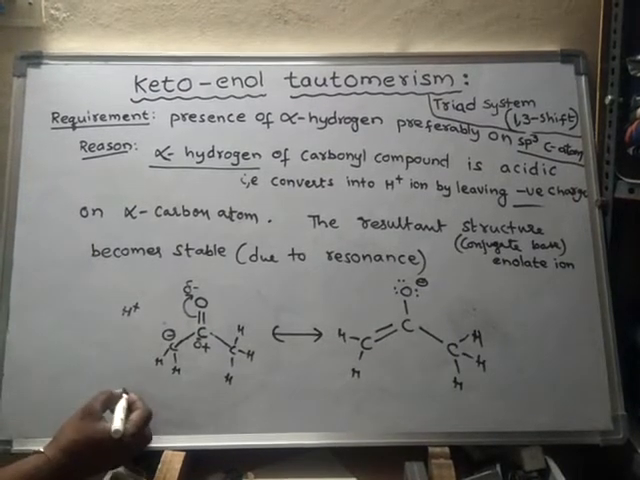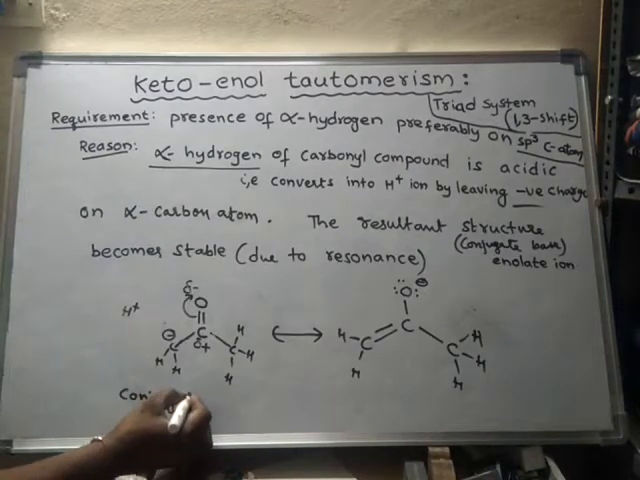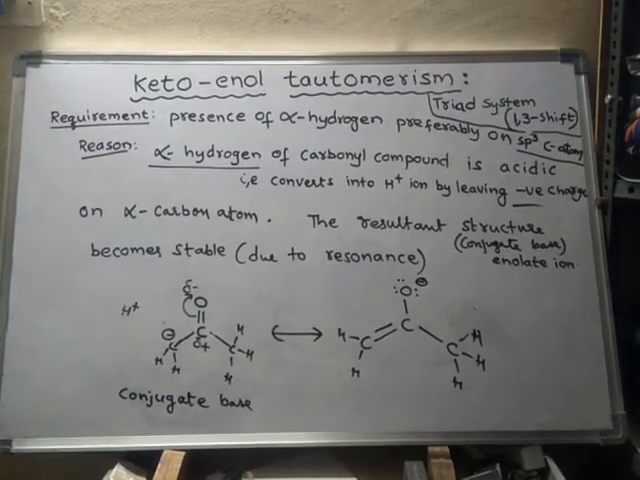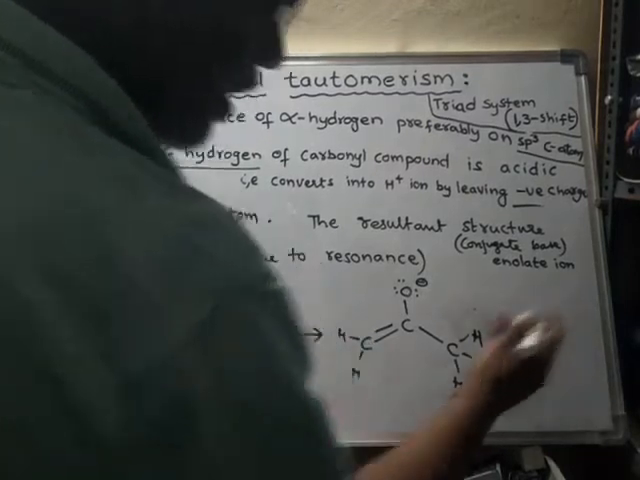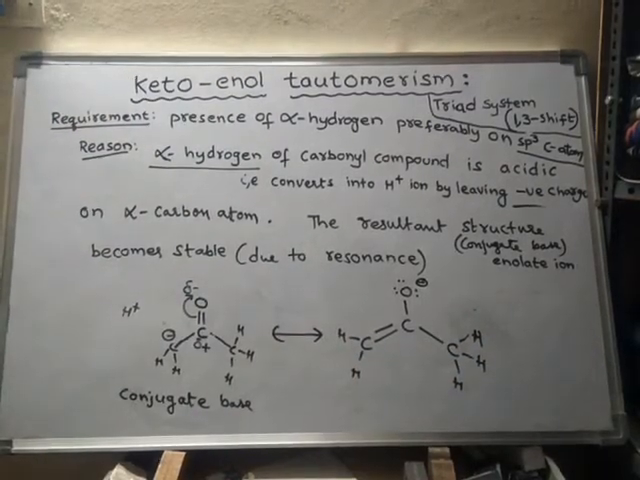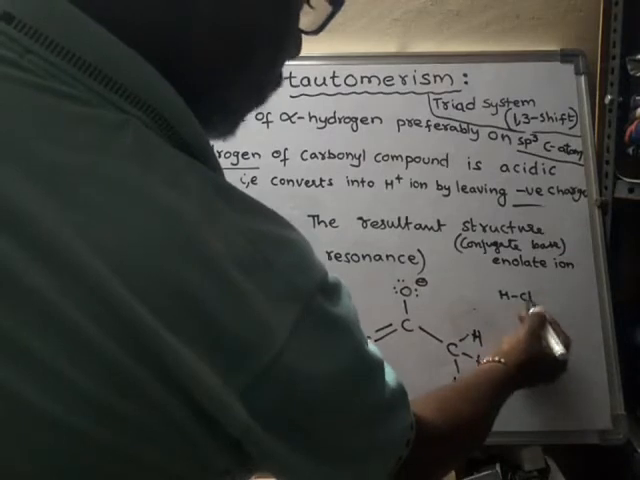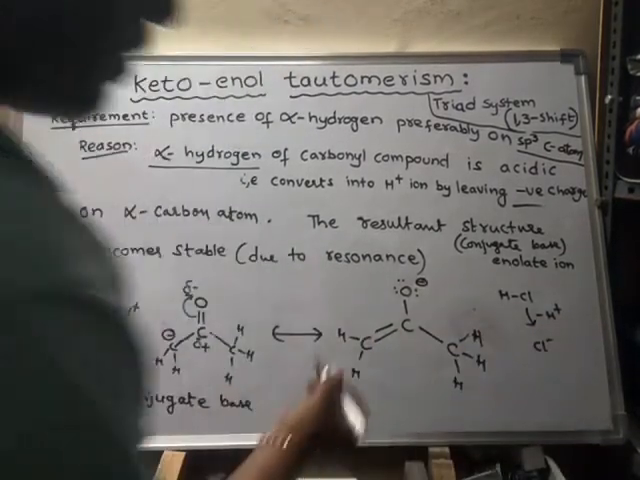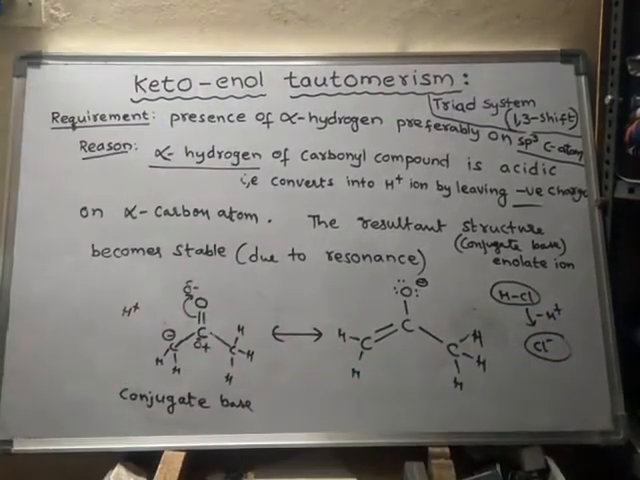Now this structure, the carbonyl compound after removal of alpha hydrogen, the resultant structure is said to be a conjugate base. It's a conjugate base of the carbonyl compound. Generally, if any acid loses H plus, it forms a conjugate base. For example, if HCl loses H plus, then it forms Cl minus. So this is HCl, and Cl minus is called the conjugate base of HCl.